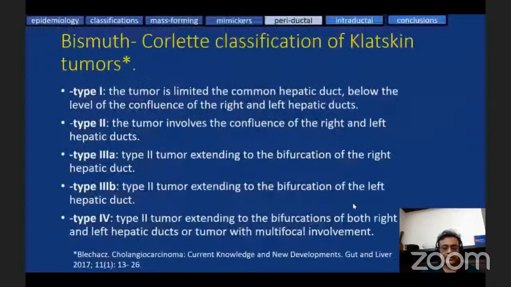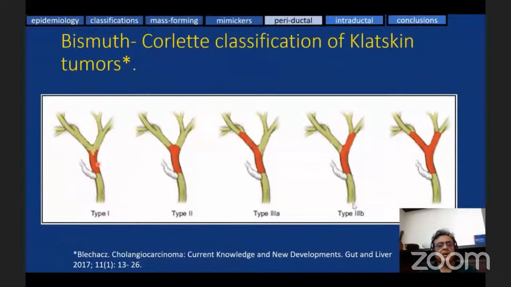Okay. So, Klatskin tumor, everybody knows about it. This is the classification of Klatskin tumor. It looks like a complicated slide, but the slide is useful to understand the classification. In type 1, only the common hepatic duct is involved without involving the confluence. In type 2, the confluence is also involved. In type 3A, the right duct is involved, sparing the left duct. In type 3B, the left duct is involved, the right duct is spared. And type 4 is inoperable, both the ductal systems are involved along with the hepatic duct. So this classification is useful for prognostication and for guiding the surgery.